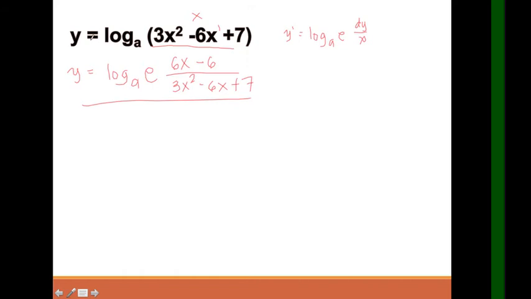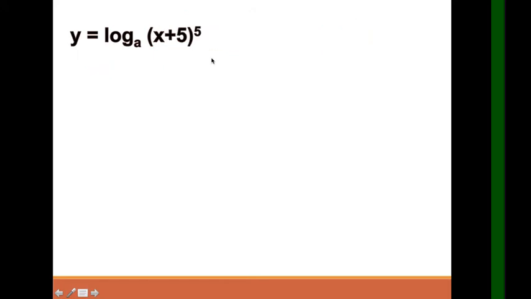So the derivative of logarithm of base a of quantity 3x squared minus 6x plus 7 is equal to the logarithm of base a of e, times 6x minus 6 over 3x squared minus 6x plus 7. Alright, so it's easy, right? Let's have another example. For the next example, we have this one. So we will still use the same equation I showed earlier.